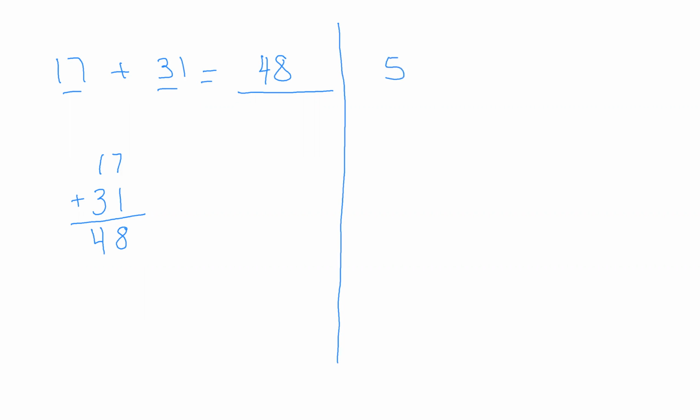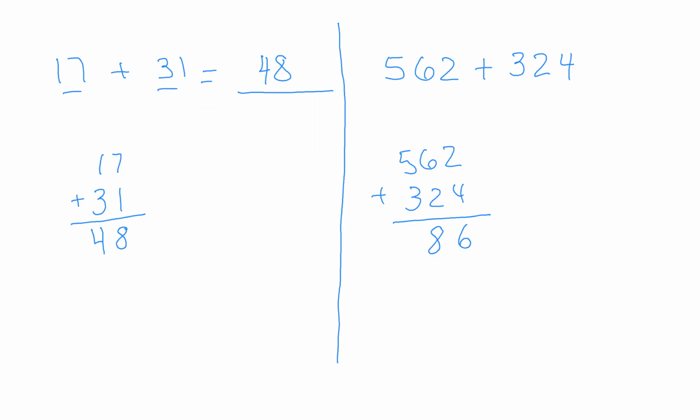Let's try another one. Let's say we have 562 plus 324. Again, I'm going to convert this to a vertical setup. All right, each of these numbers has 3 digits, so it doesn't really matter which number you put first or second. And then we're going to add column by column. So 2 plus 4 is 6. And then 6 plus 2 is 8. And 5 plus 3 is 8. So the sum of these two numbers is 886.